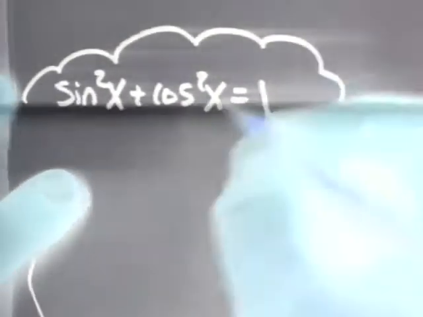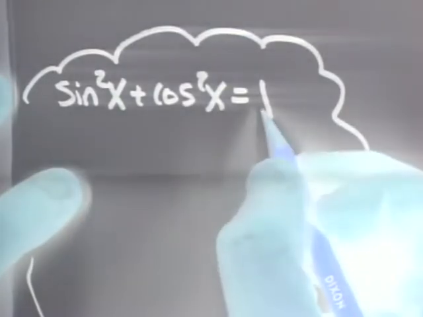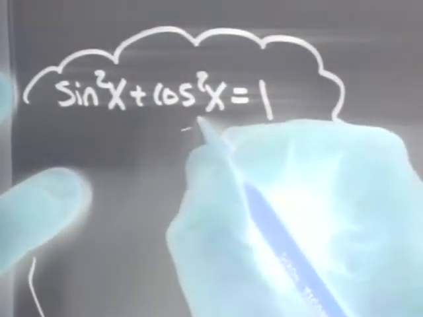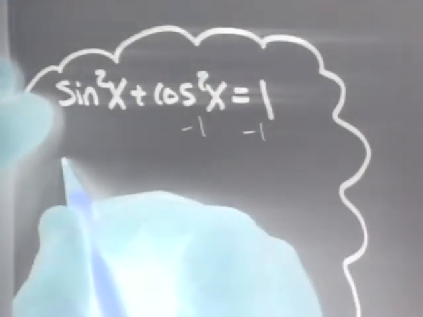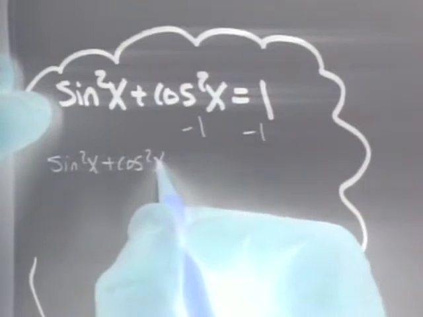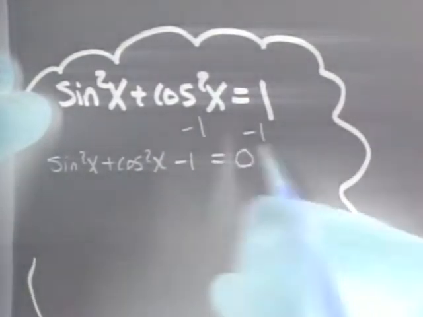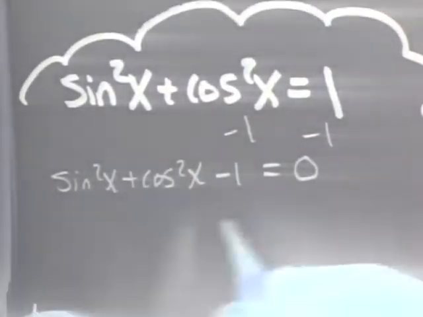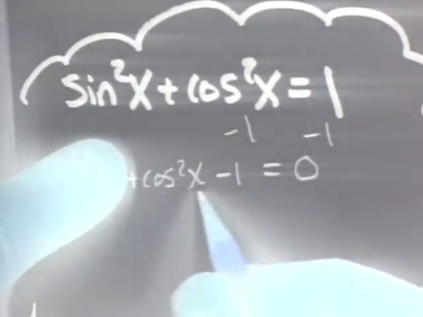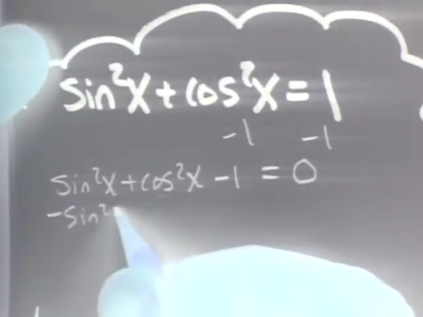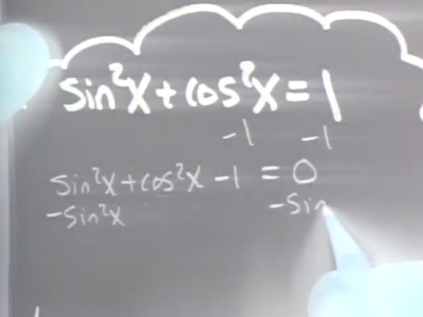Alright, so here's how I'm going to do it. I have cosine squared x, and I'm going to move this 1 over to the left. I'm going to minus 1 on each side. So now I'll have sine squared x plus cosine squared x minus 1 equals 0. And I'm going to finish it off. This is what I wanted right here, the cosine squared x minus 1. So I'm going to move the sine squared x over to the other side like this.